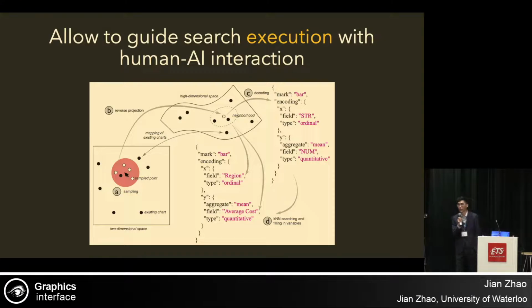So again, this is a very complicated tool. What I want to emphasize here is this human-guided chart recommendation. It allows you to guide the search execution because you click somewhere and then it recommends the charts in that local region in the analysis space. So the whole recommendation process actually contains several complicated steps. In a nutshell, you click somewhere, we do a sampling in that local area and project those 2D points to a high-dimensional latent space, and then convert that latent vector to visualization.